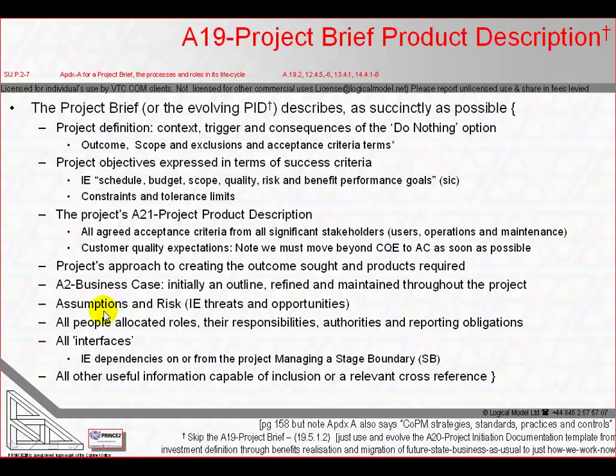Starting up a project process will also appoint people to allocated roles, and so the project brief should express their responsibilities, their levels of authority, and their reporting line in such a way that confirms that these people have agreed their roles and that corporate management or program management also agree the appointment of people to those roles. The project brief also includes all interfaces, that is, dependencies on or from the project, and a nice little get out of jail free card here: all other useful information capable of inclusion or relevant as a cross-reference.